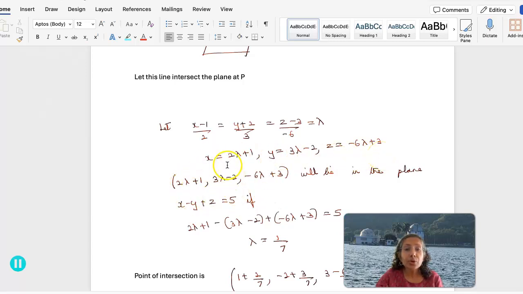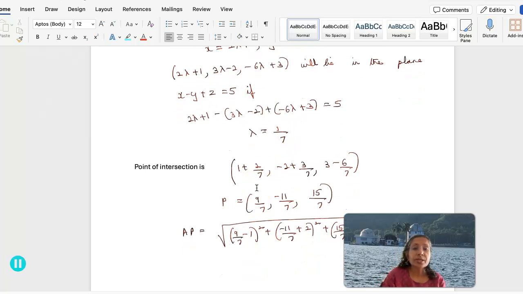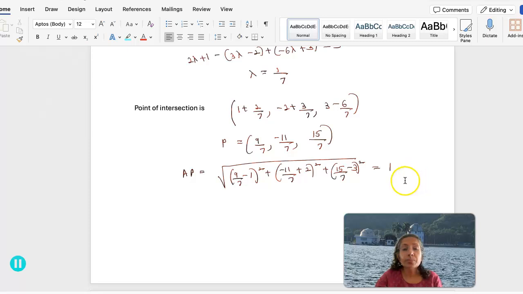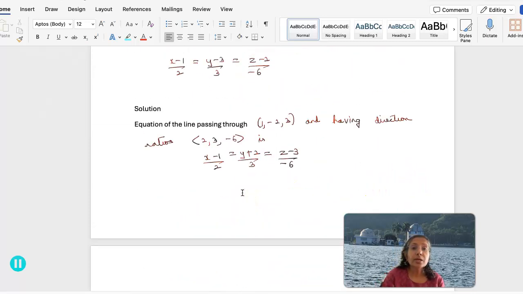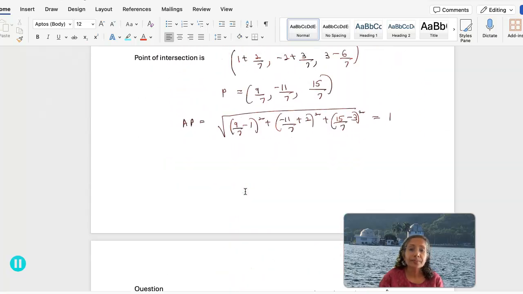So that point, that is (2 lambda + 1, 3 lambda - 2, -6 lambda + 3), will lie in the plane if it satisfies the equation of the plane. So substitute the values in the equation of the plane and we get lambda as 1/7. Coming back and substituting here, you get your point of intersection as (9/7, -11/7, 15/7). Then use the distance formula from (1, -2, 3) to find the distance of the point. The distance will be 1.